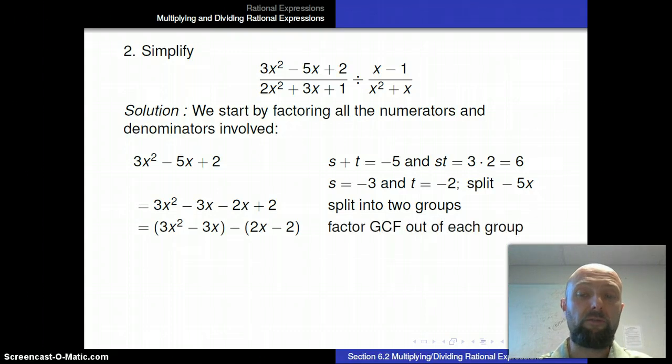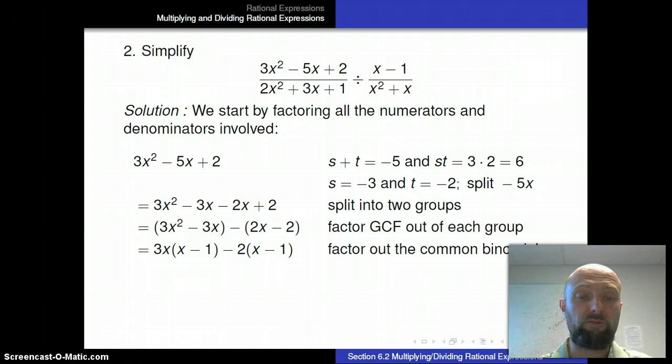Next we factor the greatest common factor out of each group. For the first group we have 3x squared and 3x. The greatest common factor is 3x. We factor out 3x and are left with x minus 1. For the second group we have 2x and 2. The greatest common factor is 2. We factor out 2 and are left with x minus 1. Next we factor out the common binomial x minus 1, and we are left with 3x minus 2, which is the factorization of that numerator.